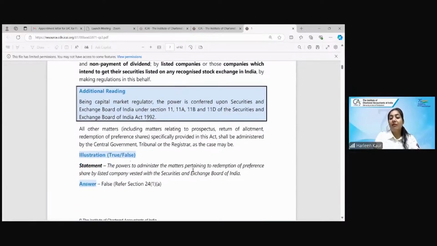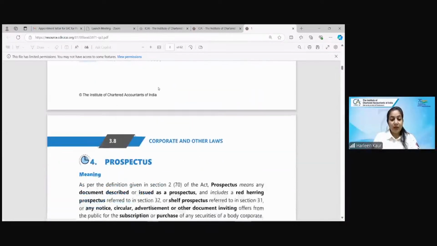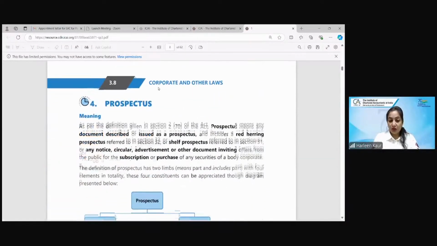So the matters, powers given to SEBI, why has it been written? Because it has told you about all the companies which are listed and going to list on the stock exchange. All those matters SEBI is going to regulate. Is that clear, children? Now we have also done the definition of prospectus.